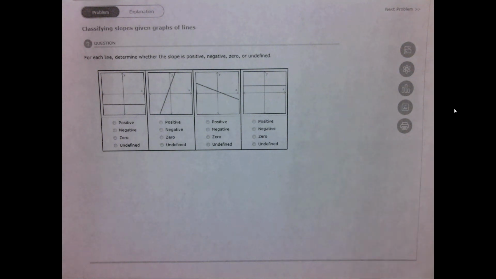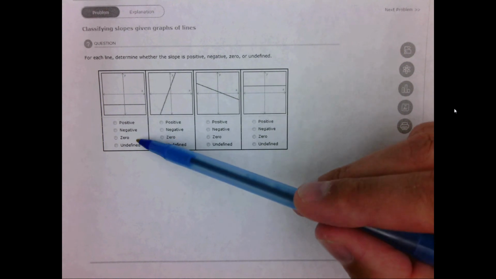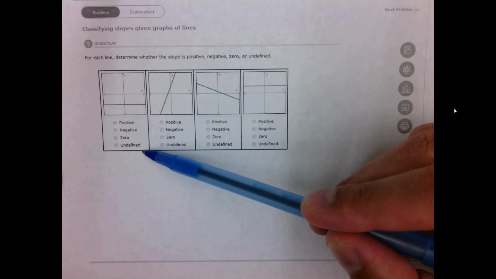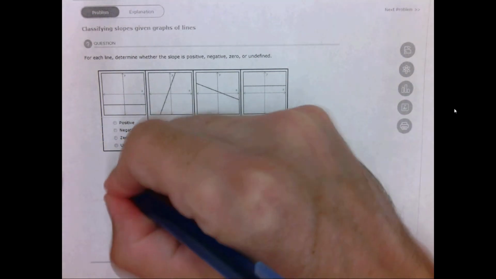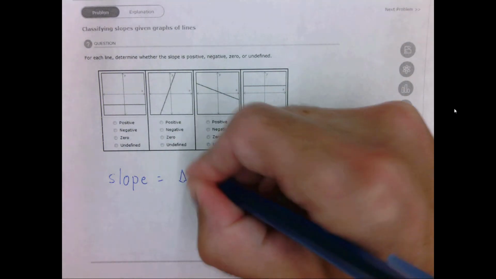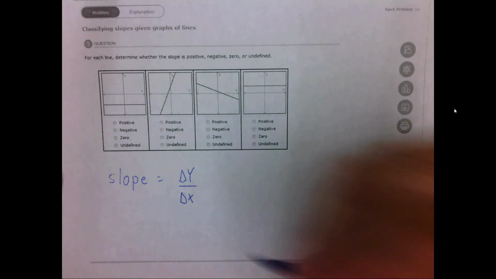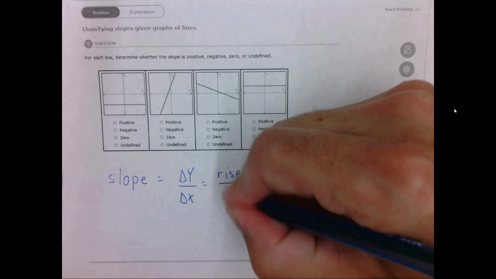In this question, we're asked to determine whether the slope of these lines is positive, negative, 0, or undefined. To determine this, we first need to know a little bit about what a slope is. A slope is equal to the change in y divided by the change in x. Another way you may have heard this is rise over run.